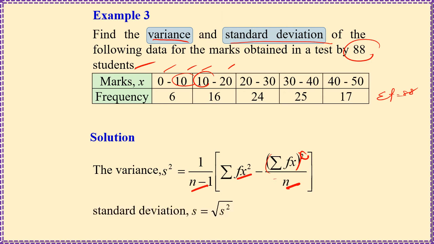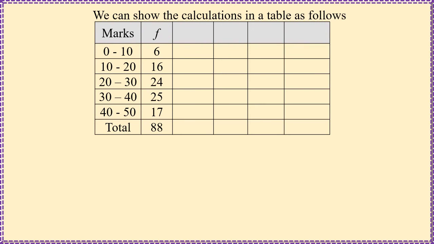Okay, so we need the table. We can show the calculation in the table as follows. First, we need to find what is x, right? The midpoint. And then we need to know what is fx. And then to get the summation of fx square, we need the x square. But we don't actually have to find the x square and fx square for each of the classes. Why? We just need the total.